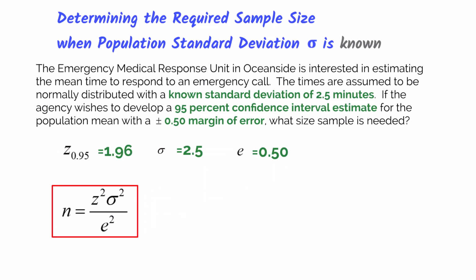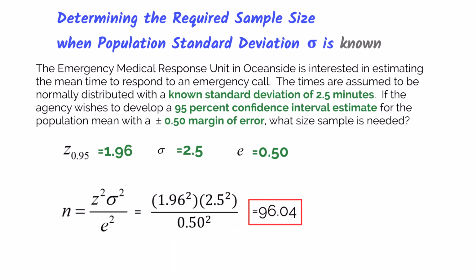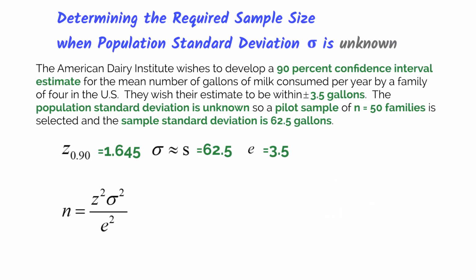So here we have the formula again, and we just need to plug in our numbers and solve. We square 1.96 and 2.5, multiply them together, and then divide by 0.5 squared, and we get 96.04. Now, since we'll be selecting a sample of emergency calls, and you can't have a partial call, we will always round to a whole number. Also, we will always round up to ensure the sample size is sufficient to give us the desired margin of error for the population mean. So let's take a look at another example.